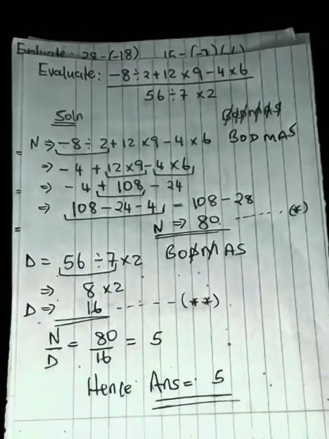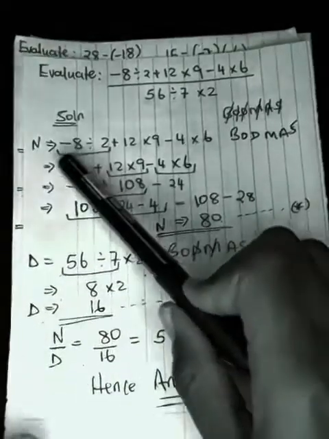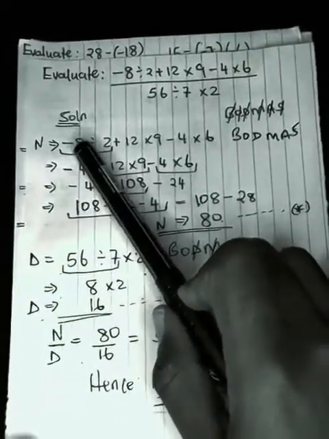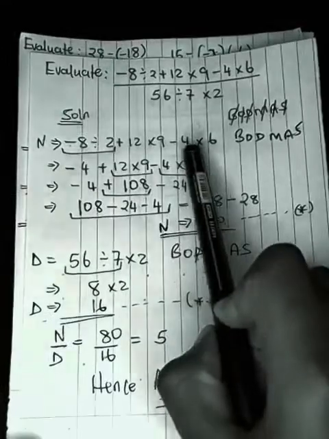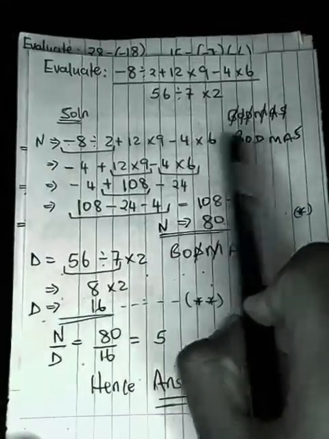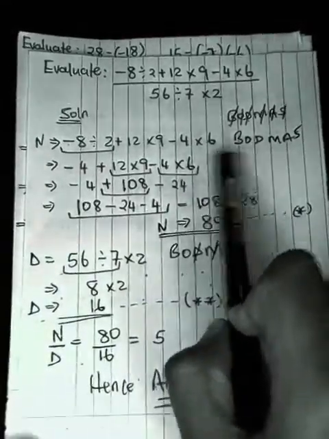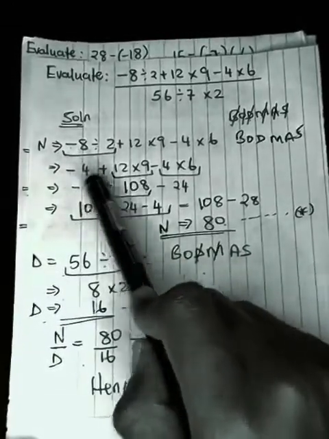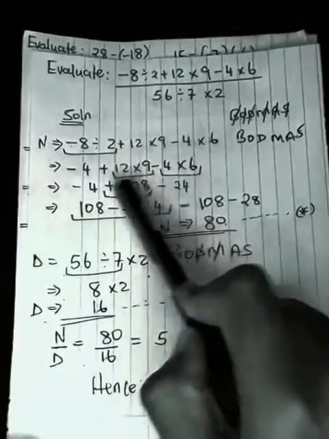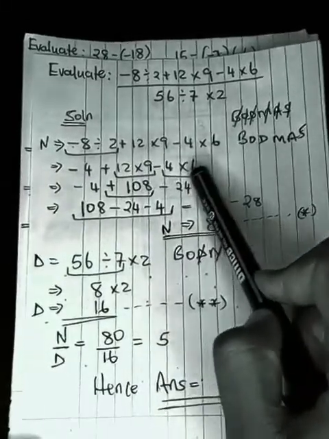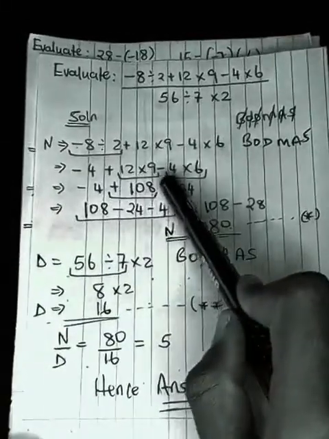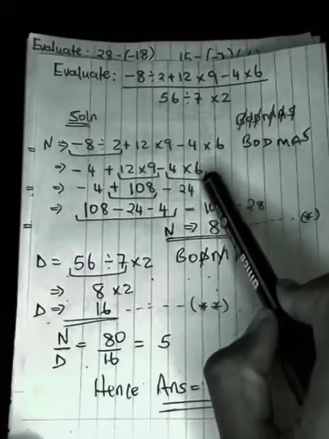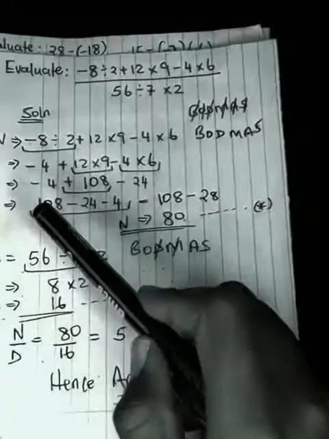You start with brackets. In the numerator, there are no brackets. Then you go to of. There is no of. Then you go to division. We have negative 8 divided by 2, which is negative 4. Then the rest of the numbers you write as they were, which is plus 12 times 9 minus 4 times 6. I hope we are still following.